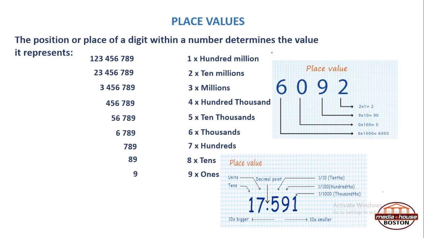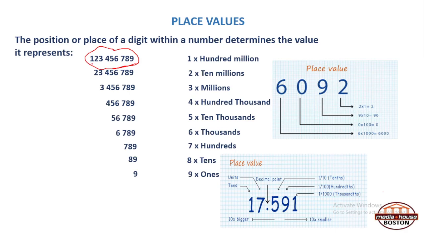So when you look at a number like this, 1, 2, 3, 4, 5, 6, 7, 8, 9, this is what we call a face value. What you're looking at as a whole is what we call a face value. This face value means that you read the number as a whole. So if I was to read this, I would say this is 123,456,789. You need to understand what each and every number in this whole face value represents.